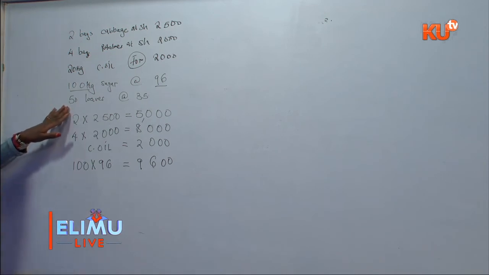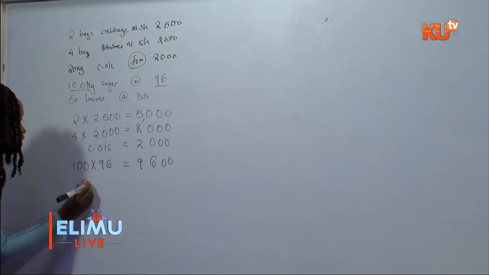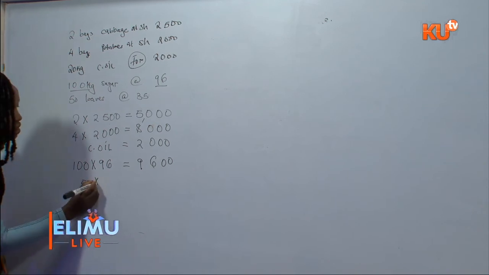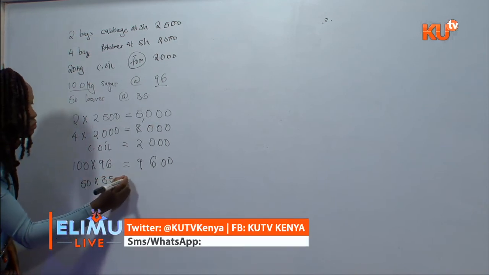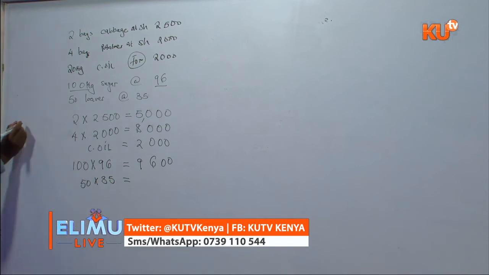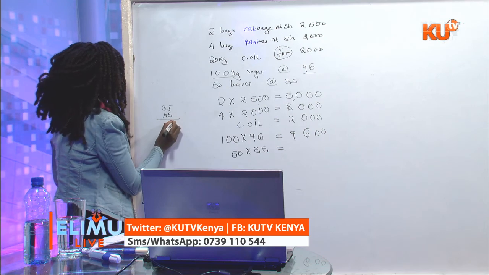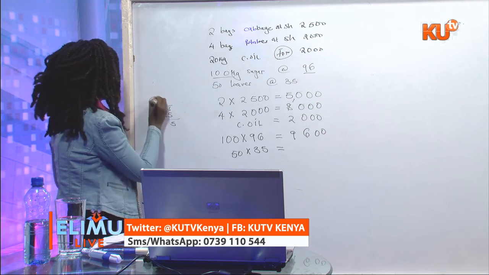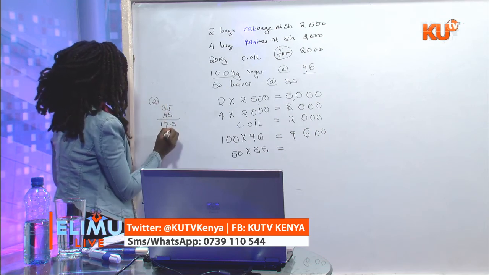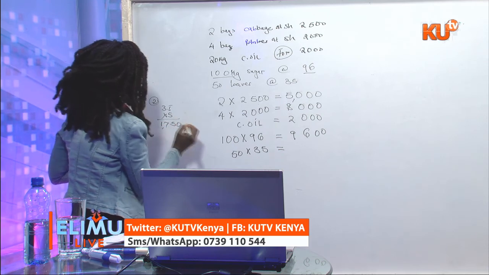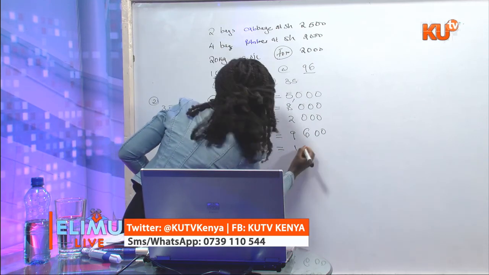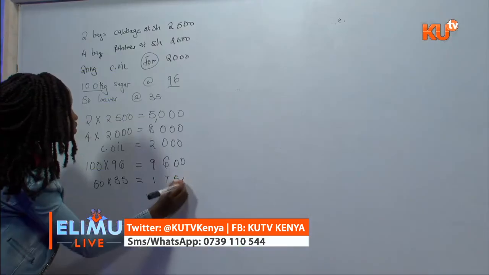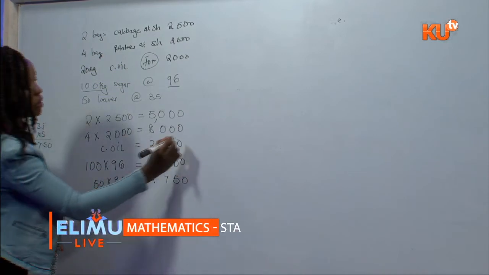And then 50 loaves of bread at 35 shillings each. So 50, the number of loaves, times the cost of 1 loaf of bread. So we take 35 times 50. We get 25, carry 2, 15, 17. So we get 1,750 shillings. Then from there we get the total.